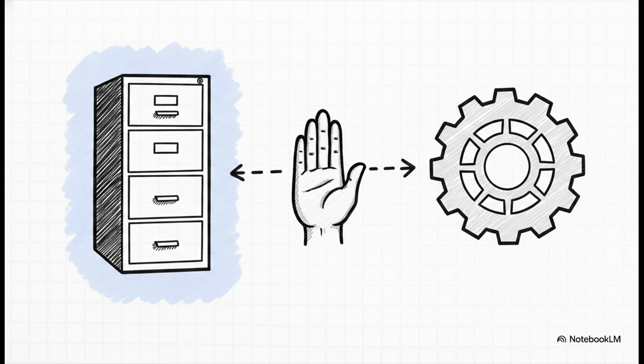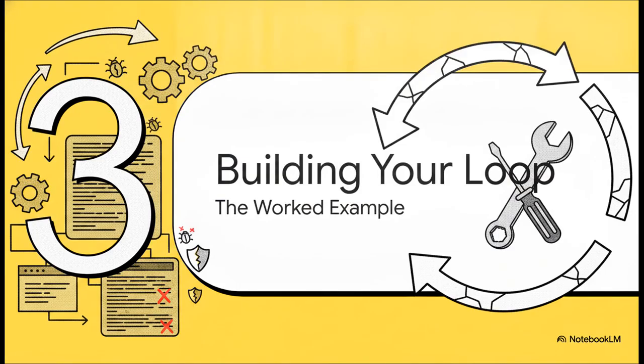The loop can draft and verify all day long, but sending a message, deploying code, or spending actual money, that should always pause and wait for you. All right, Section 3, building your first loop, the worked example.